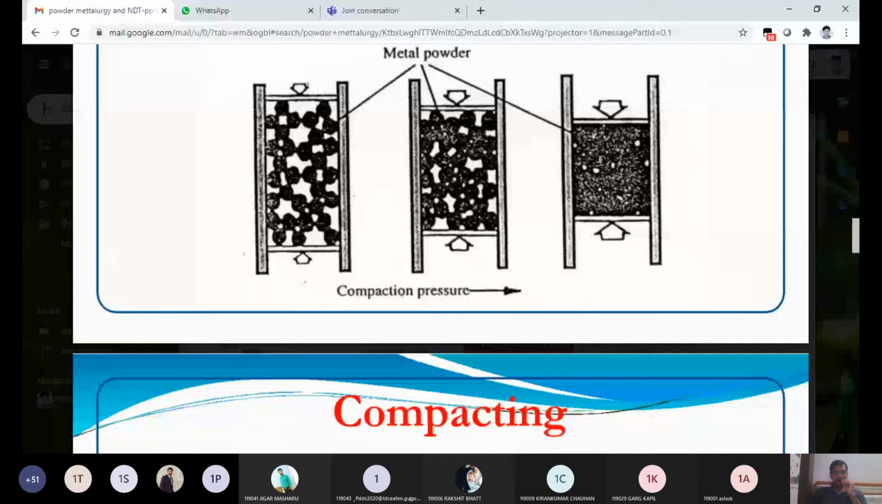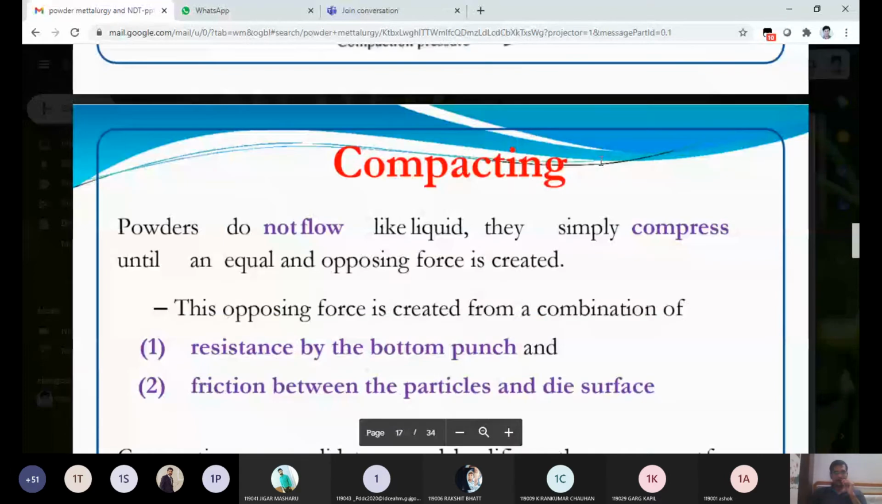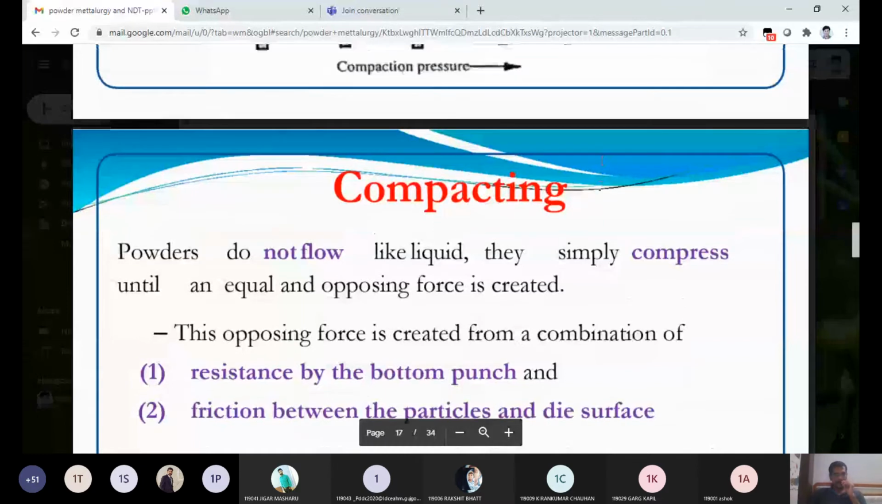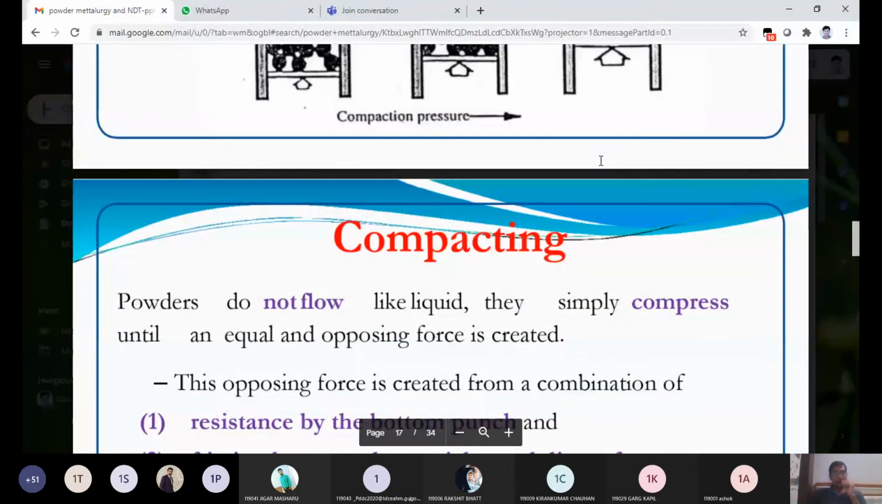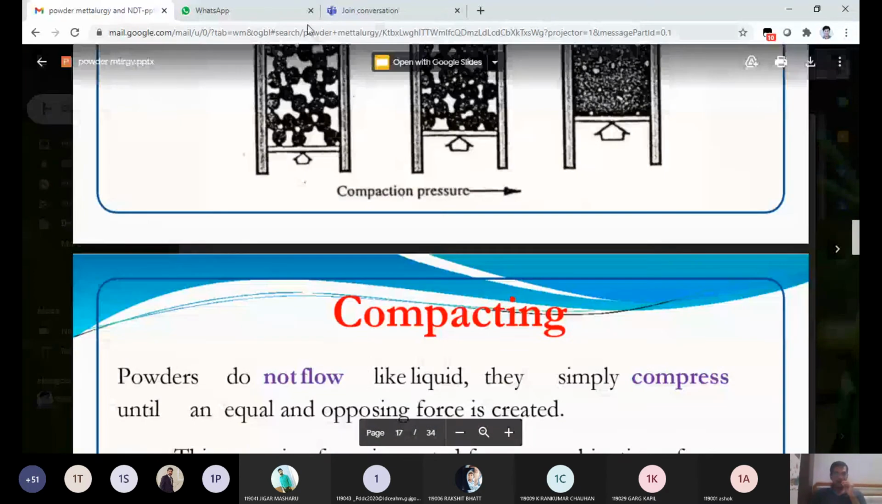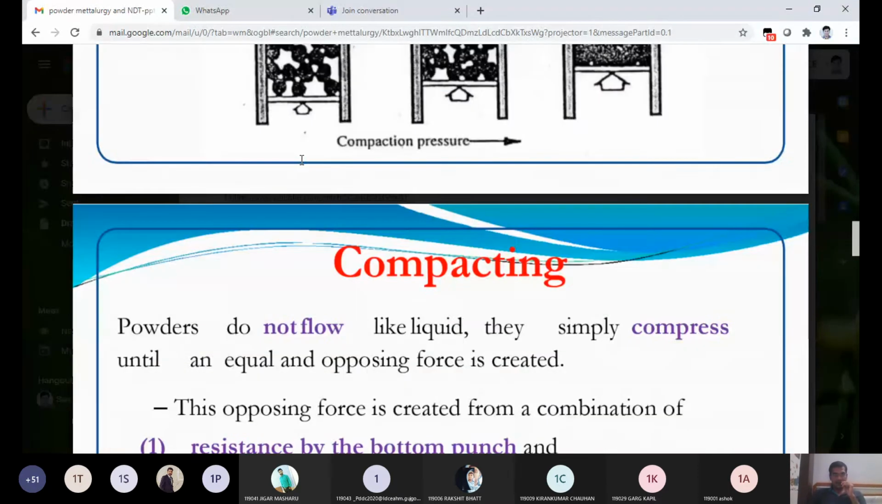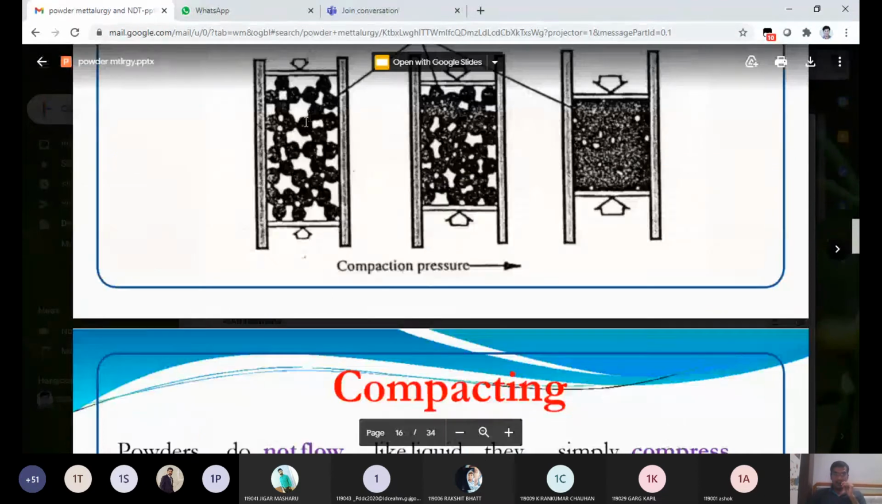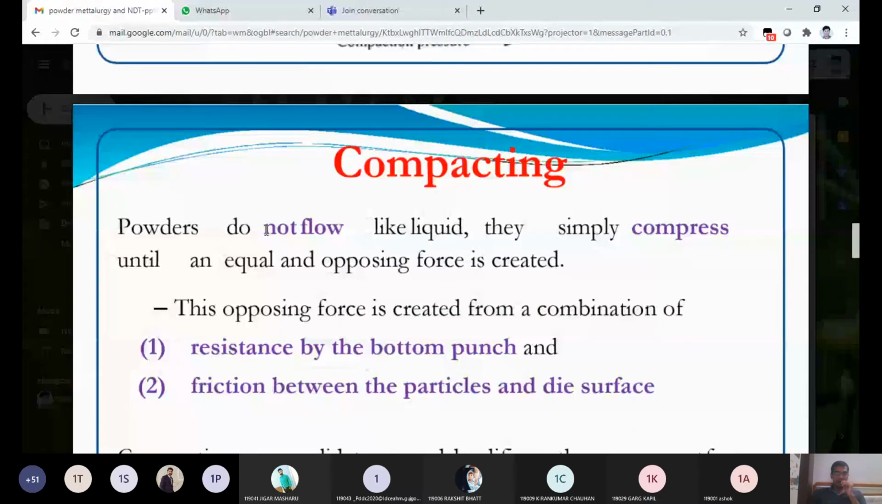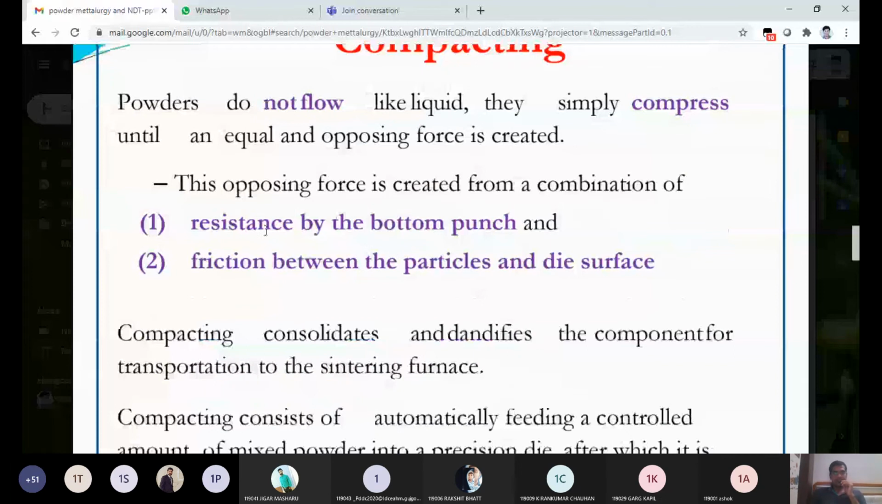These opposite forces are created from the combination of resistance by the bottom punch, friction between the particles and die surface, and friction between the particles. Definitely the friction between the particles is there. Compacting consolidates and densifies the components for transportation to the sintering furnace.